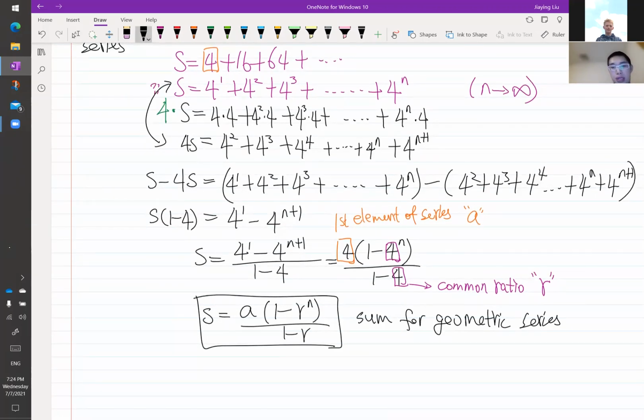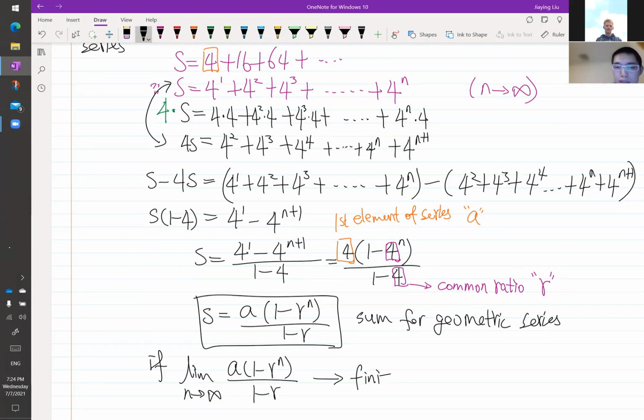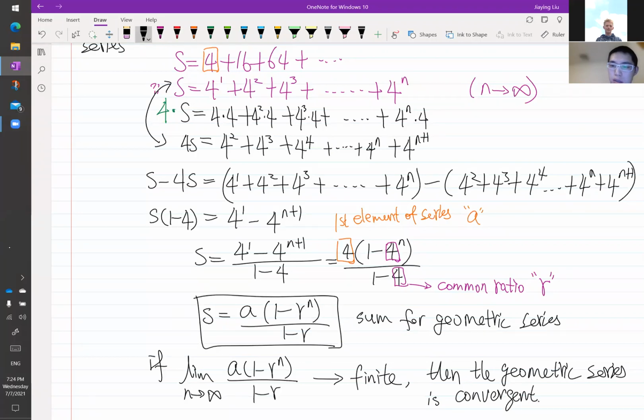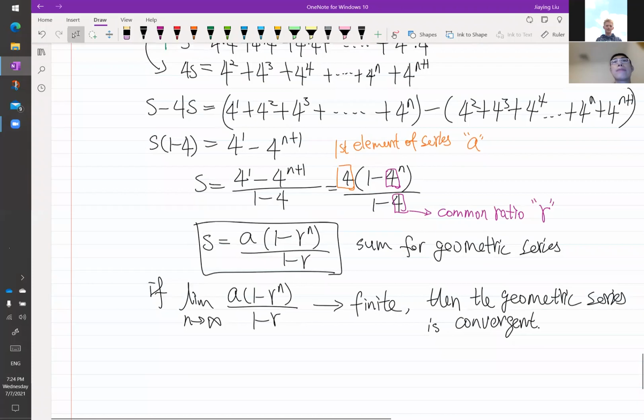And obviously, if we take the limit, as n goes to infinity, of a times 1 minus r to the n over 1 minus r, and it goes to a finite number, so if the limit exists and it's a finite value, then the geometric series is convergent. This only works for geometric series.